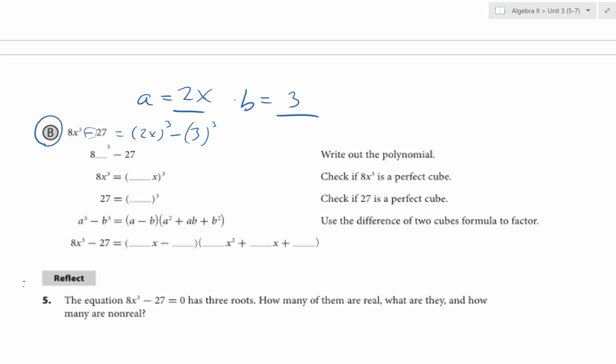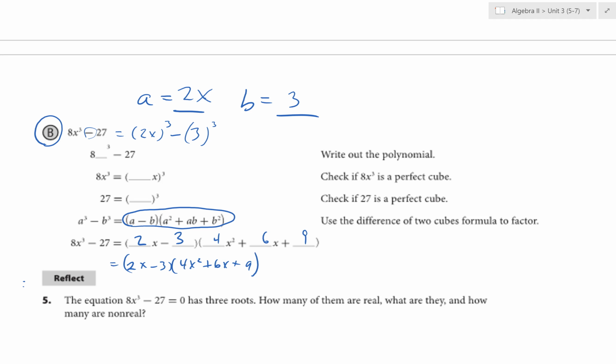So now we've identified A and B, and so plugging into this part of the equation, that's going to be 2x minus 3. In place of A squared, if I square 2x, that would be 4x squared. A times B is 6x, and B squared is 9. So if I write that, we would have that factorization.